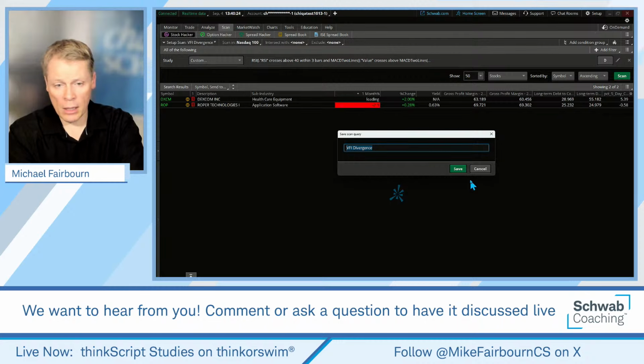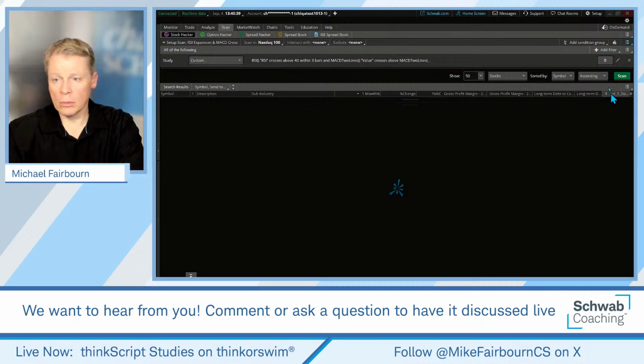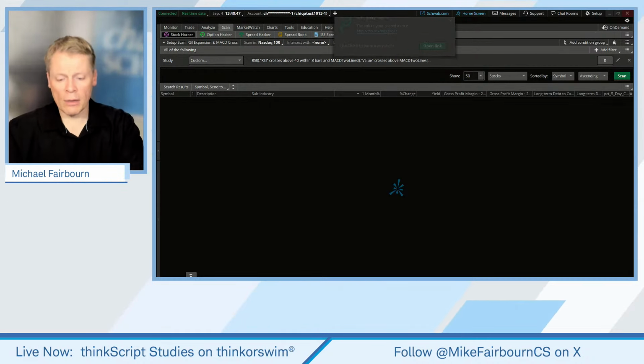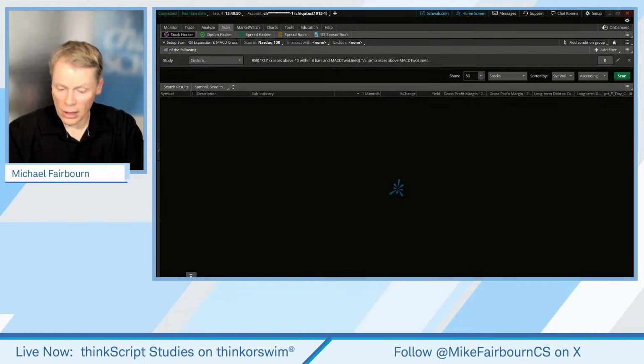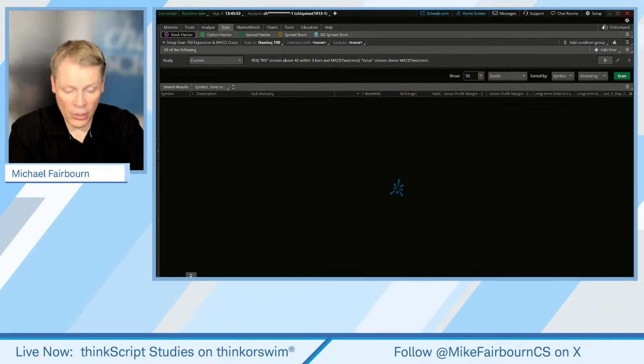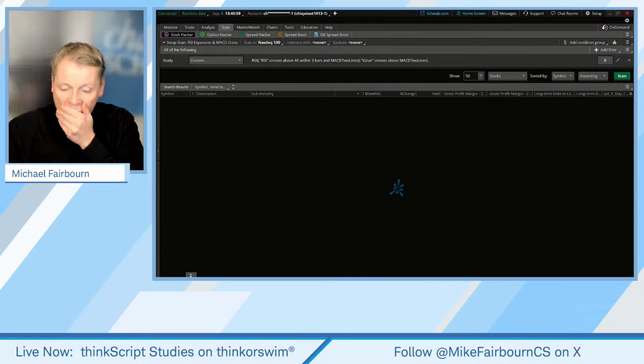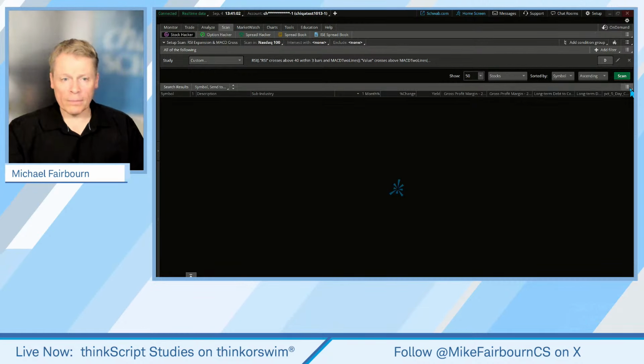Let's do this one though. Let's just say RSI expansion and MACD cross. Okay, very, very simple. I can share this right now. Share the scan query with you guys. Put that into the chat. And always remember that the ThinkScripts aren't guaranteed for timeliness or accuracy, but as long as the data that's coming through is accurate, then it should scan correctly.